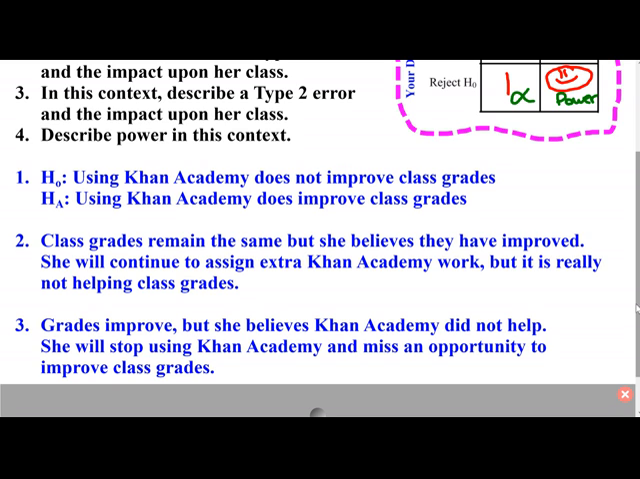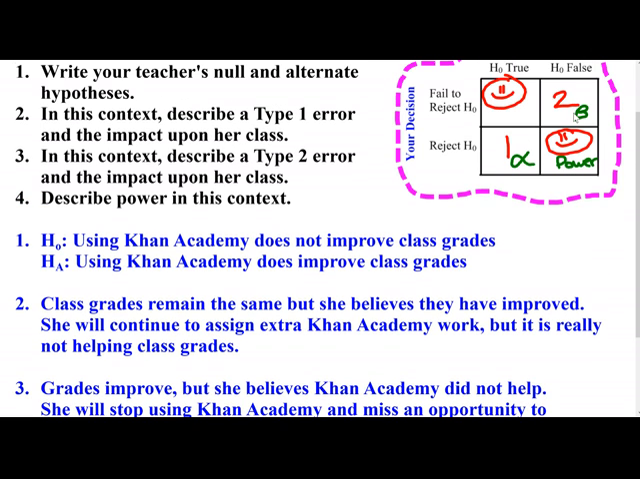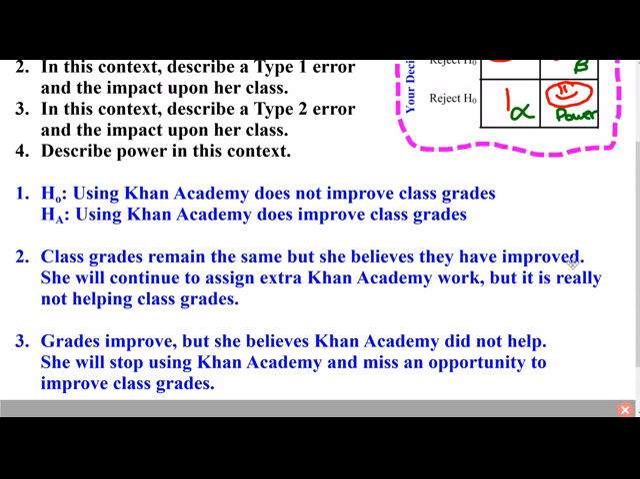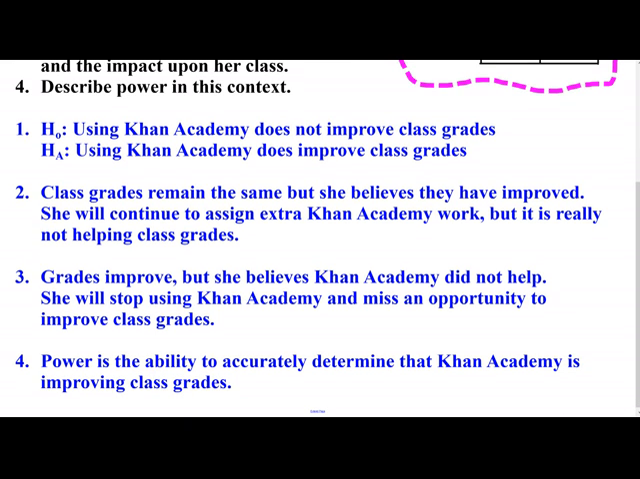Now, the final thing would be: what is power? And power is down here in this happy zone over here. As it says up here, this is where the null is false and we reject the null hypothesis. So in this situation, power would be the ability to accurately determine that Khan Academy is actually improving class grades. And obviously, that would be very important in this situation because she doesn't want to assign extra work for students when it really doesn't help. So hopefully this will help you understand now how type 1, type 2, and power work in context.